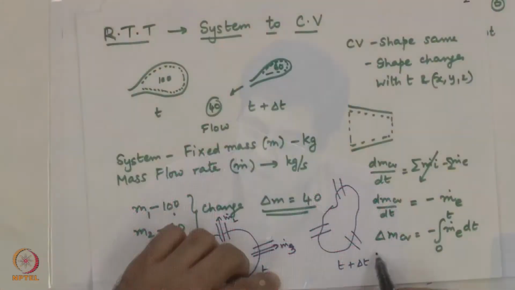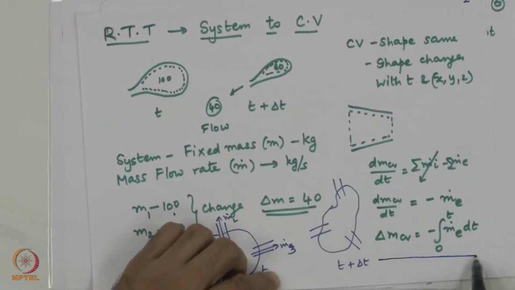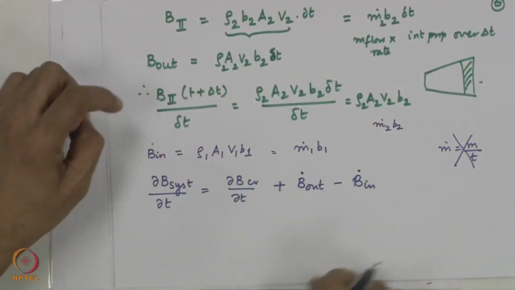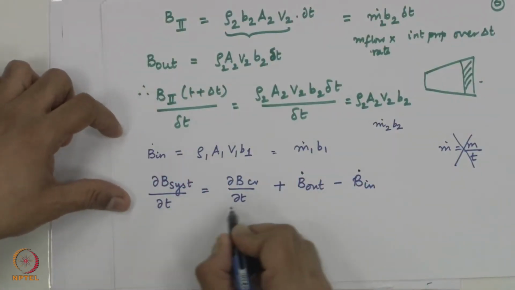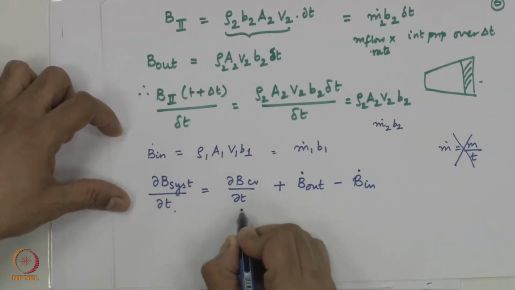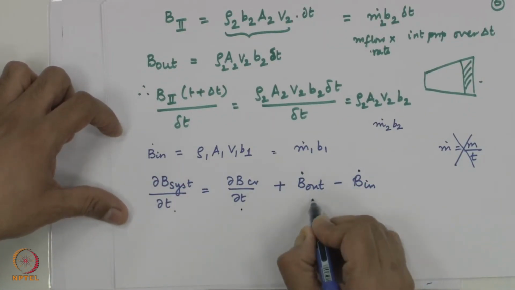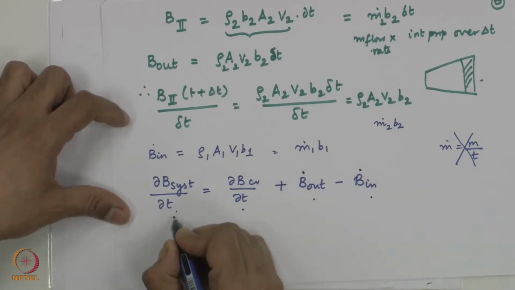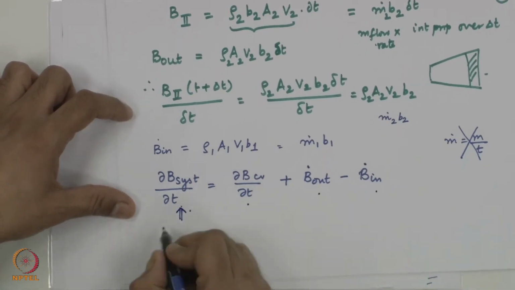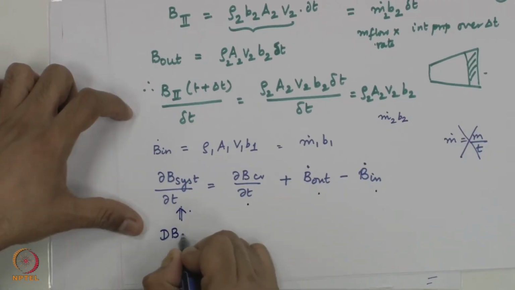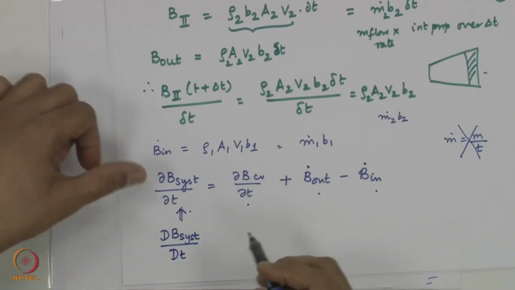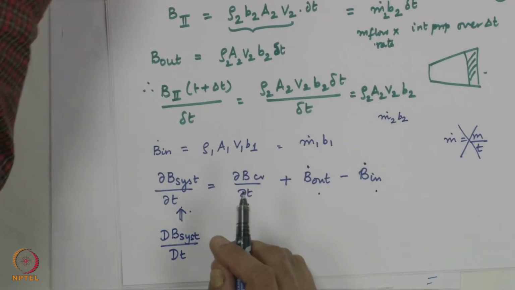This is how mass change has to be calculated, not by saying m dot is m by t. That is not the way. This quantity is related to the system, this is related to the control volume, this is what is coming out, what is coming in. This can now be changed to what we call the material derivative, and I will explain in a minute why. This was a region which was fixed like this.